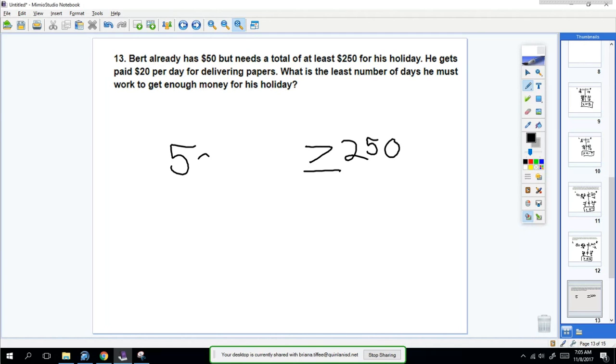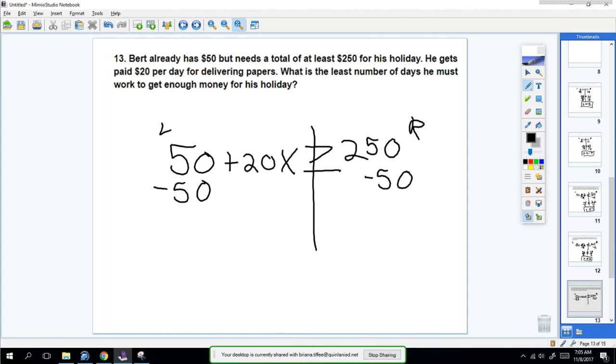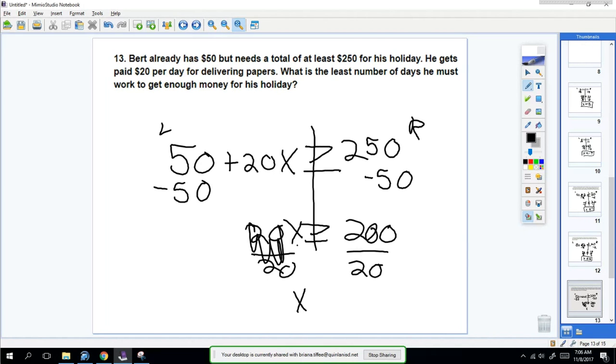So he already has $50, plus he plans on getting $20 a day. So we got to figure out how many days he must work. So you're going to draw your line. You got a left side, you got a right side. You're going to look at the left side. You're going to subtract 50 from both sides. This is 20x is greater than or equal to 200. And then he's going to divide 20 to both sides. This cancels out. X is greater than or equal to 10 because 20 goes into 200 10 times. So he has to work 10 or more days. So the least number of days he has to work is 10. But he can work more than that. Because if he works more than that, then he'll make more than $250.